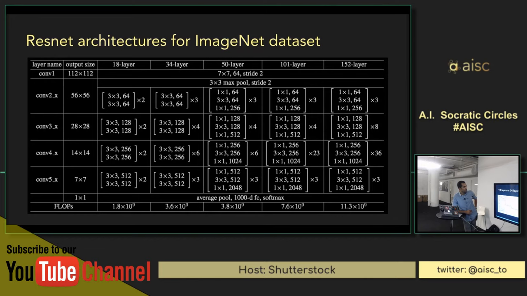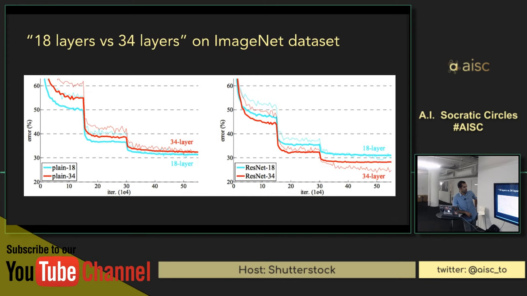As you can see here, 18 layers versus 34 layers on the ImageNet dataset. This is the plain network without any skip connections. The 34-layer network has more training error on the dataset itself. Adding the residual networks gave them a big boost, and they have a much lower error percentage with respect to the number of layers, which is basically an empirical experiment on their hypothesis at the beginning of, let's add this residual layer, right?